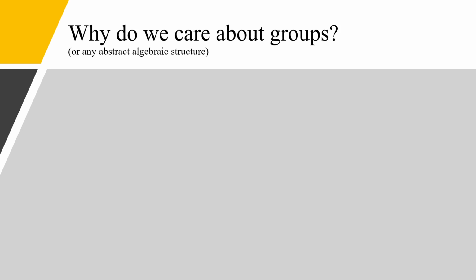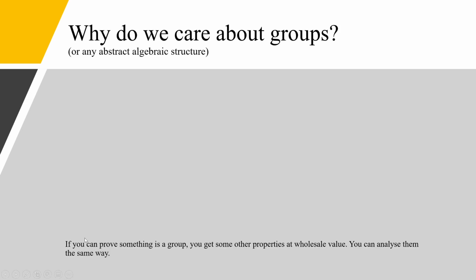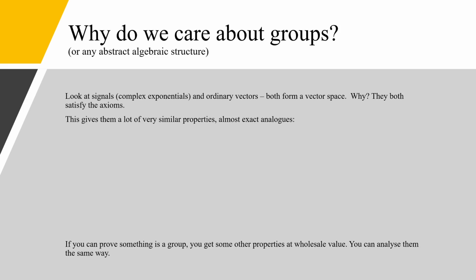And the reason why abstract algebra is so useful is because of this important principle. If we can prove that something is a group or any other abstract algebraic structure, we get a lot of other properties as a package deal. So we can analyze a lot of different supposedly unrelated things the same way. And I'll give you a small example. We don't have to understand this in too much depth. I'm simply introducing it to make a point.